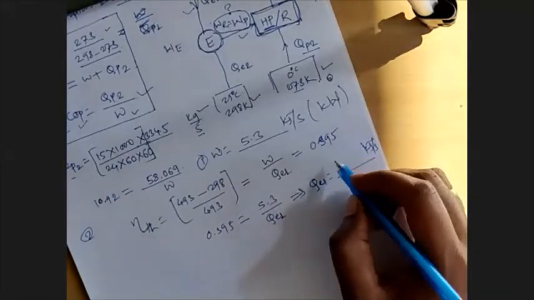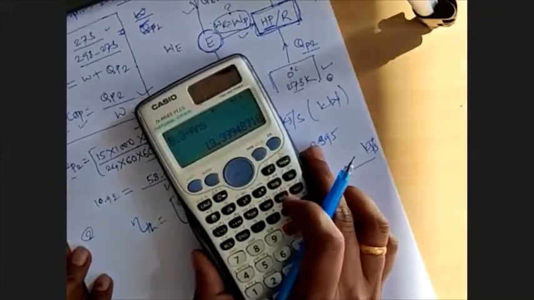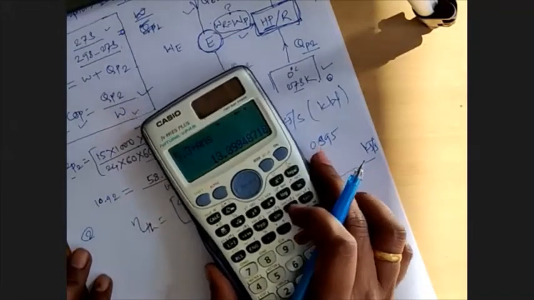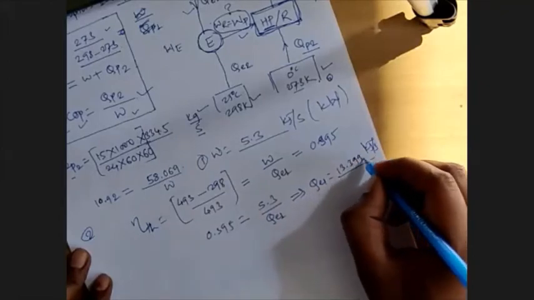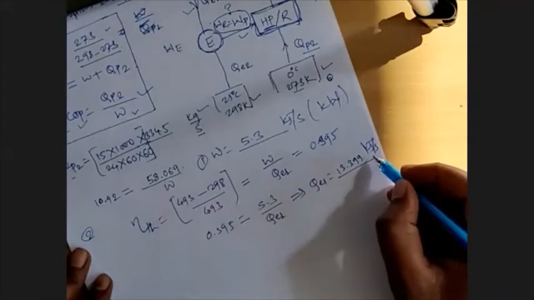Answer has to be 13.341. Okay, you have rounded it off. That is also fine. I will take 13.399. Okay, kilojoules per second.